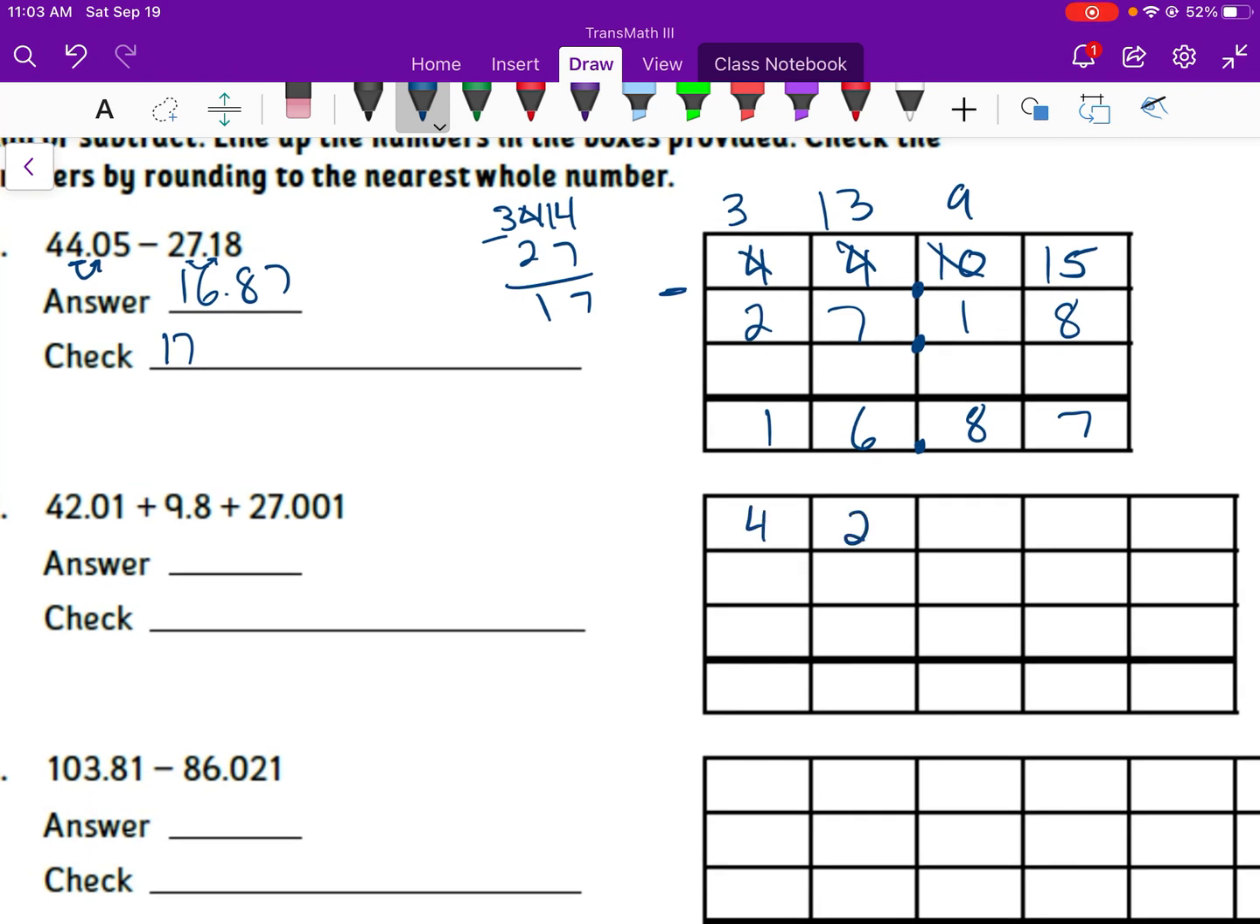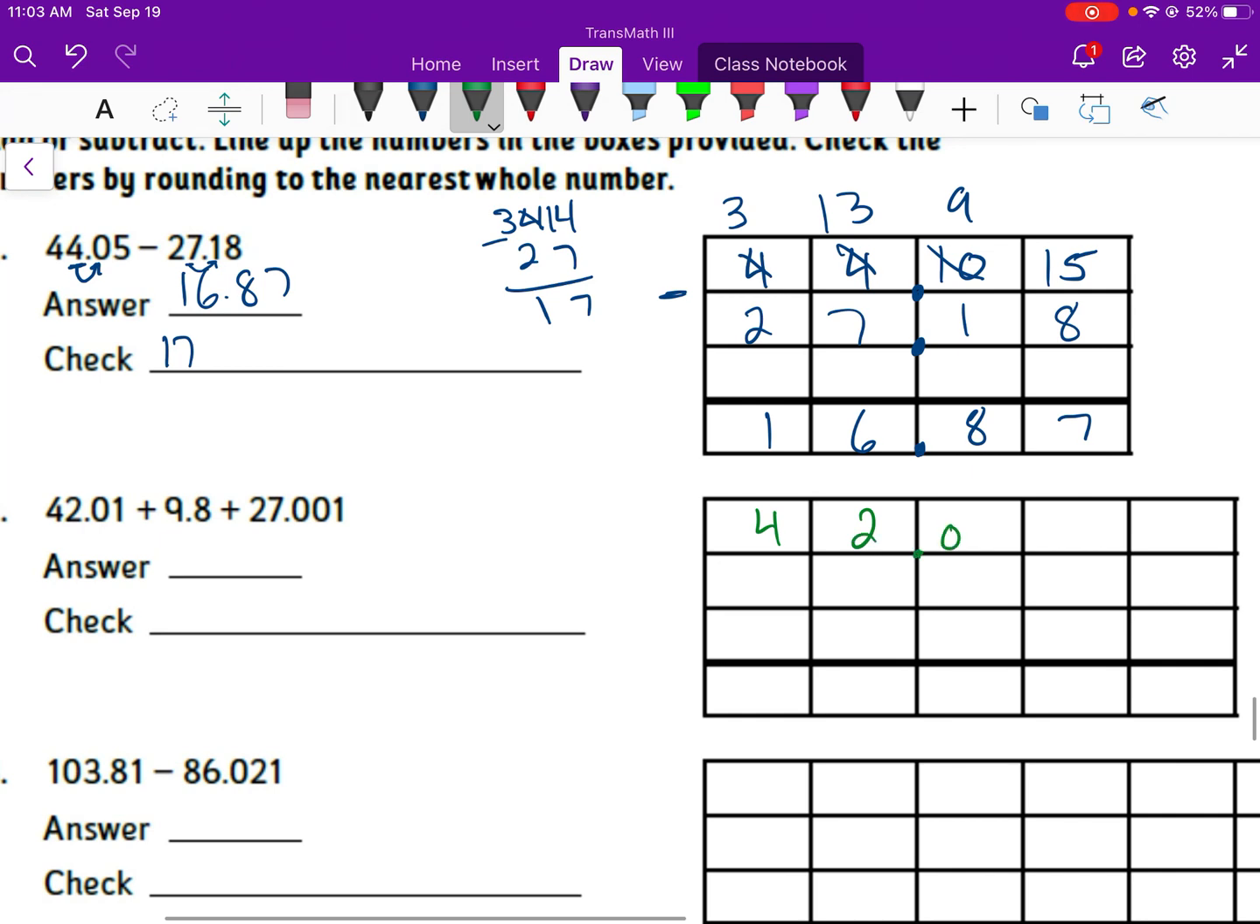Okay, so 42.01. So let's go ahead, write that, 42.01. Let's go ahead and do this in green, actually. 42.01. So when I line these up, my decimal place should stay there. We got 9.8, 9.8, and then 27.001. Okay, the reason they did these boxes is so you can make sure you line up your place values, and we could actually put in those placeholders, the zeros.